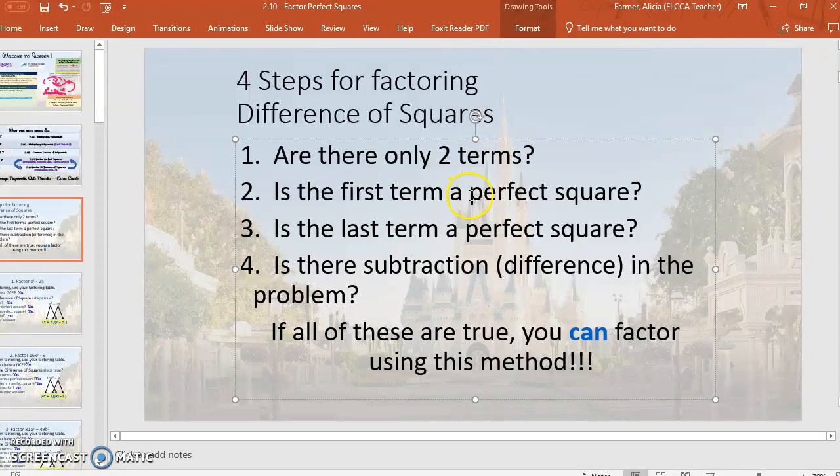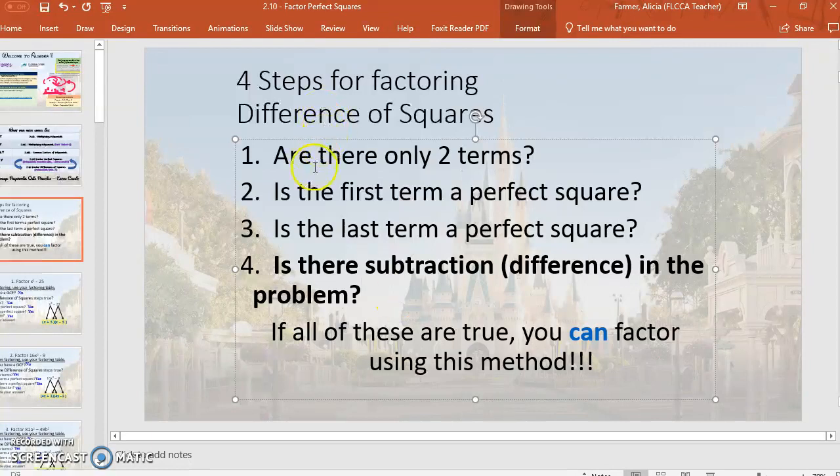So for example, if I choose the number 9 and I square root it, it's 3 times 3. That's a perfect square. 16 is 4 times 4. 25 is 5 times 5. X squared is x times x. Y squared is y times y. The last term, or the second term, has to also be a perfect square. And this is the big key here: there has to be a subtraction problem. It has to be subtraction. Otherwise, we can't use the word difference of squares. If all of these conditions are met, then we can go ahead and factor this.